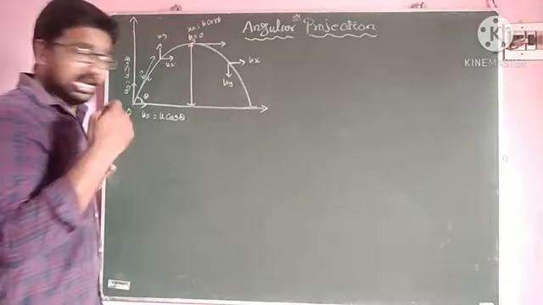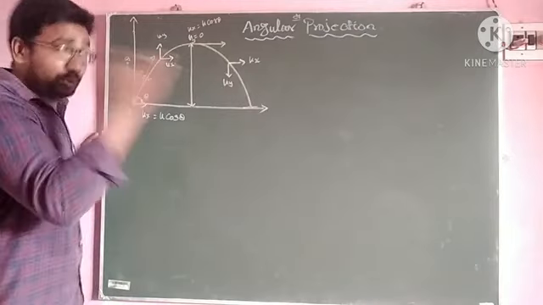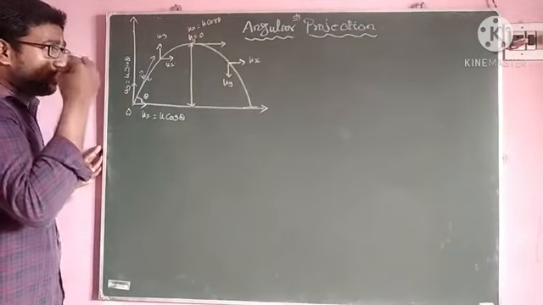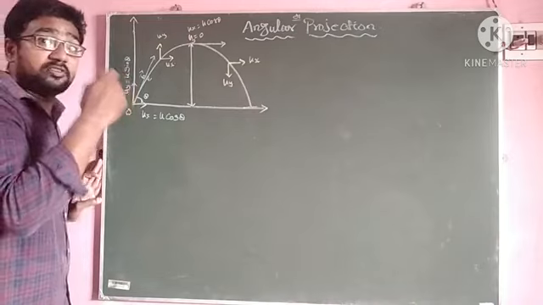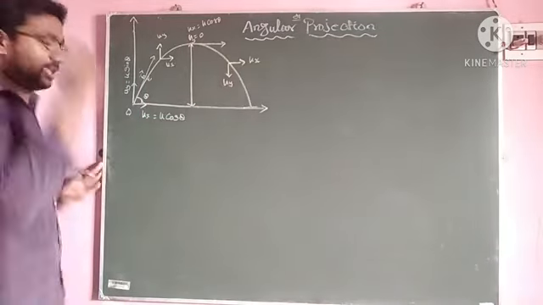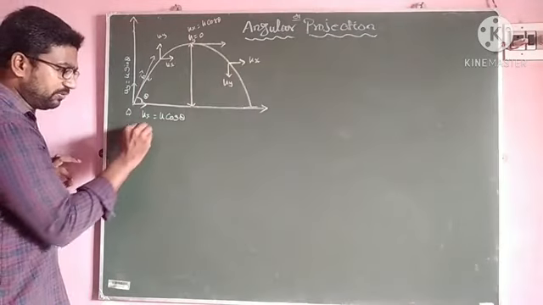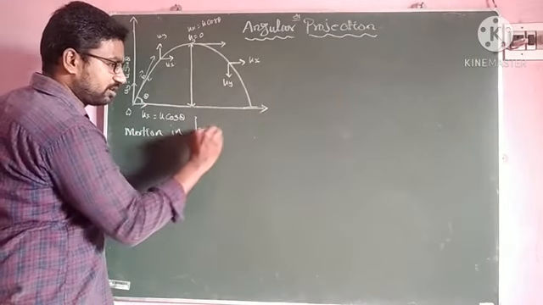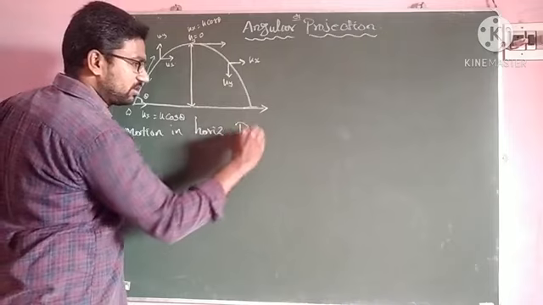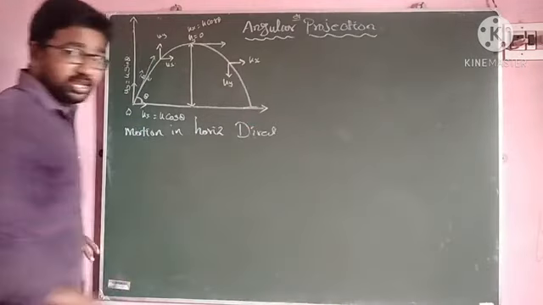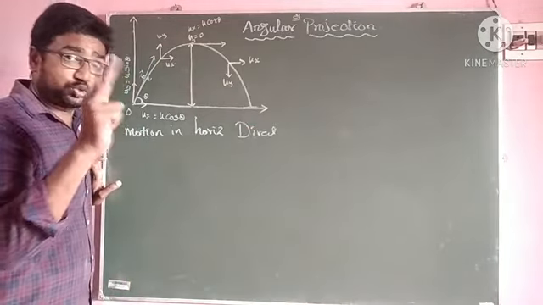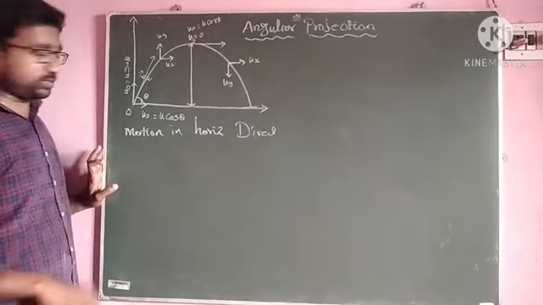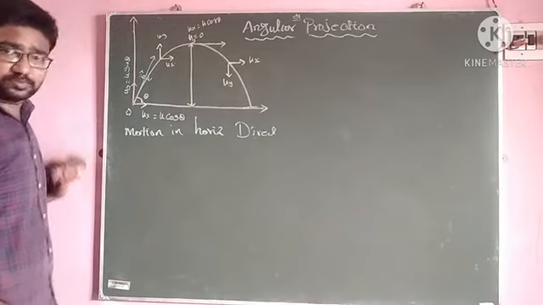Okay, now let me discuss. To prove the parabolic motion, I am going to take the motion along the x-axis, that is, the horizontal direction. So, motion in the horizontal direction. Am I right? Here, the velocity is split into two components, one horizontal and the other vertical.